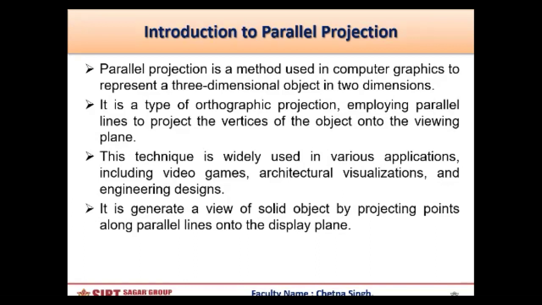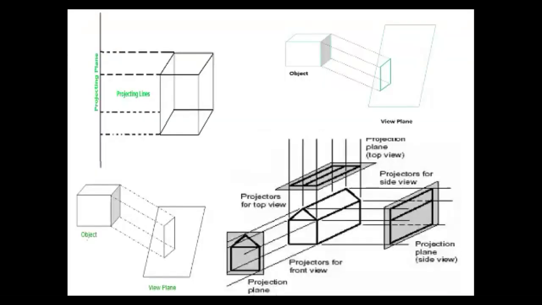It is a type of orthographic projection employing parallel lines to project the vertices of the object onto the viewing plane. This technique is widely used in various applications like video games, gaming, architectural visualization, and engineering designs. It generates a view of a solid object by projecting points along parallel lines onto the display plane.